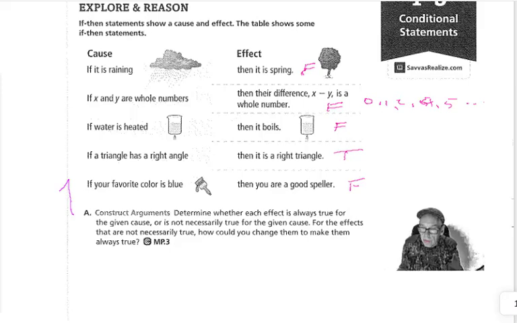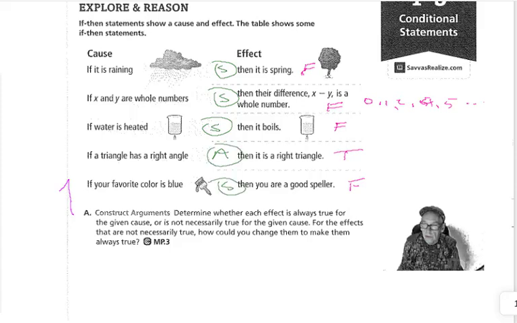So let's think about always, sometimes, or never true. This is sometimes true. This is sometimes true. This is sometimes true. This is always true. And this is sometimes true. So that's part B. How can you change them to make them always true?